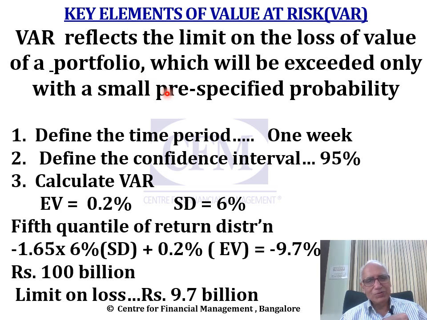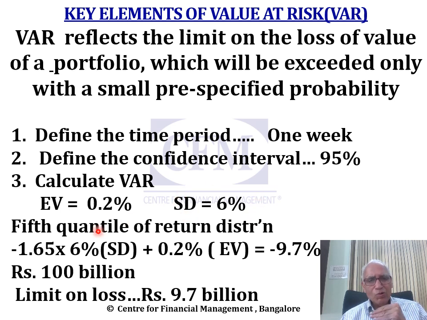The three steps involved in calculating VAR are: 1. Define the time period, 2. Define the confidence interval, 3. Calculate VAR. In our example, we have used a time period or measurement period of 1 week. We have defined the confidence interval as 95%. The expected return per week is 0.2%. The standard deviation of return per week is 6%.